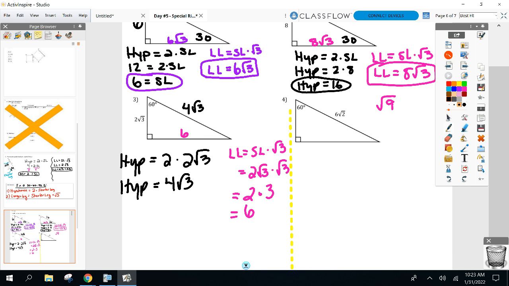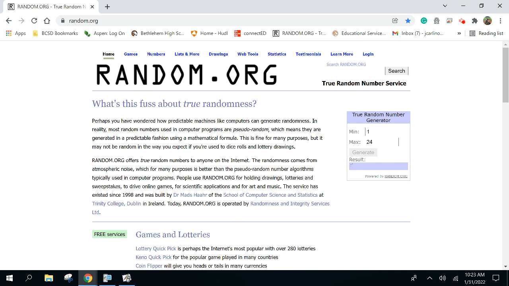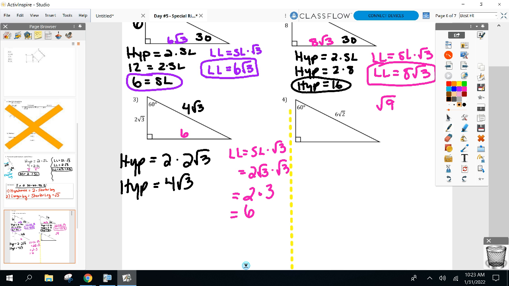What's the 6 radical 2? Write the darn rule, right? Oh, I have the hypotenuse. Write the hypotenuse rule: 2 times shorter leg. Plug in 6 radical 2. Now it's going to get a little crazy. 6 radical 2 equals 2 times shorter leg.